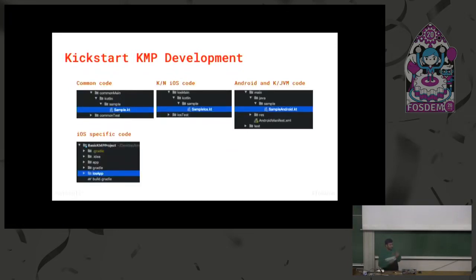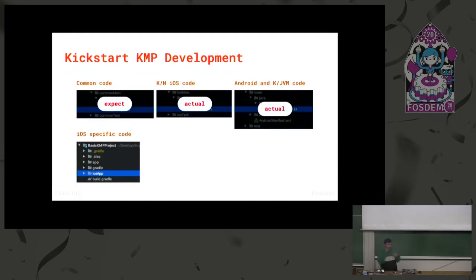So I want to also highlight here, when you do this, the wizard version, you actually see something like a common code, the Kotlin native iOS code, the Android and the Kotlin JVM code, and then there's the iOS specific code, which is all split into different modules right now. The function calls, as you will define, you will mention them as expect in the common code only. In the Kotlin native iOS code, you will provide the actual implementation. In the Android and Kotlin JVM code, you will provide the actual implementation.